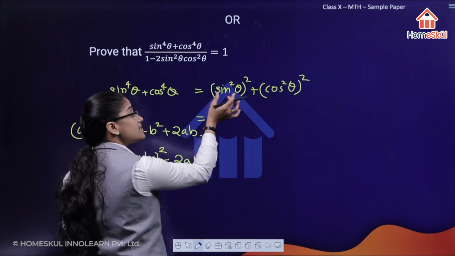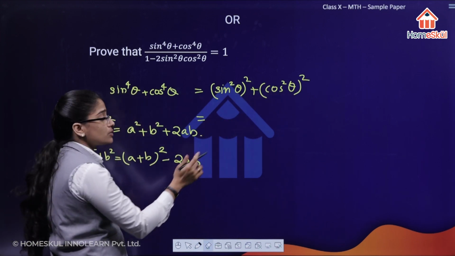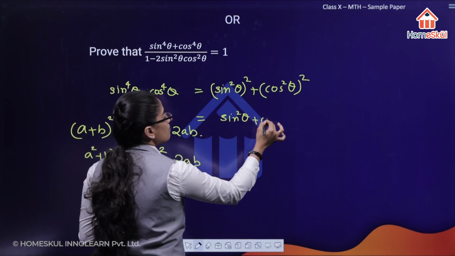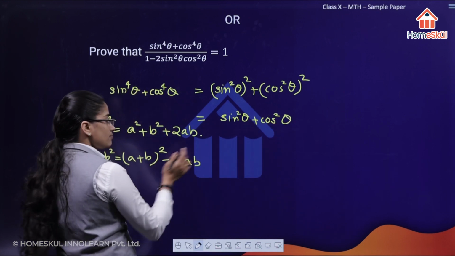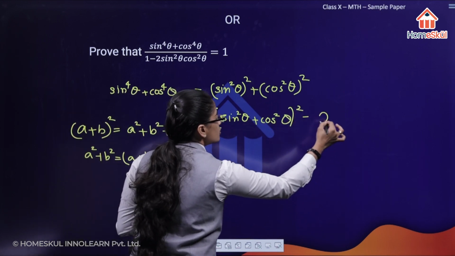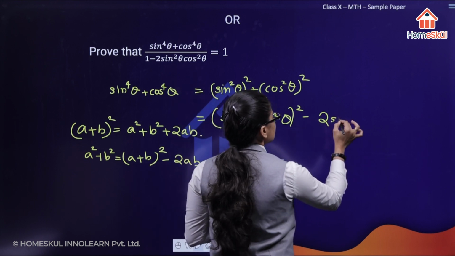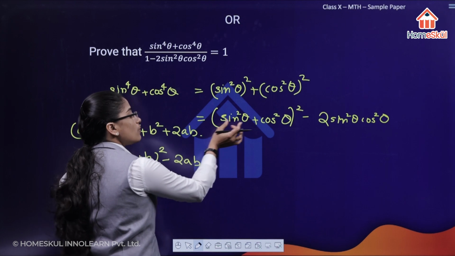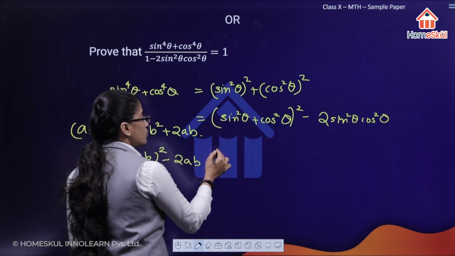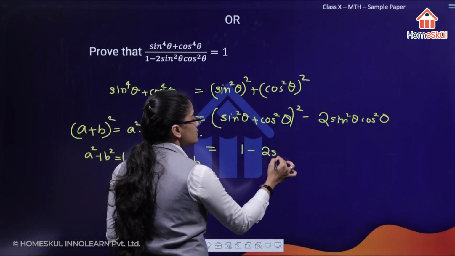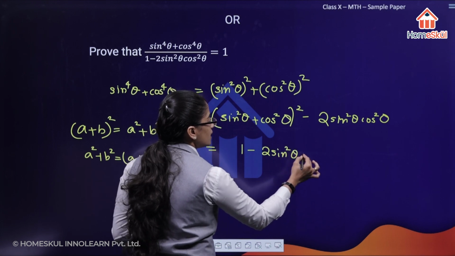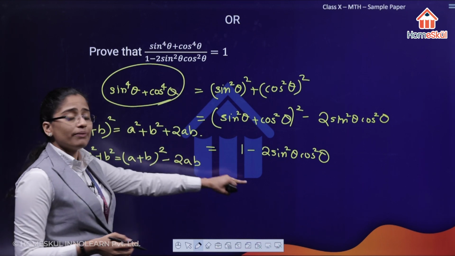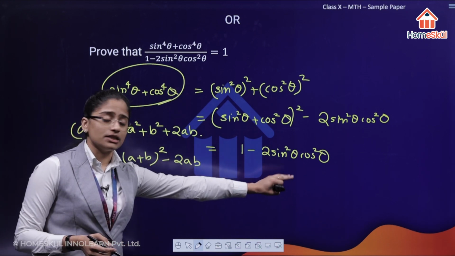That means here our a is sine square theta and b is cos square theta. So a plus b is (sine square theta plus cos square theta) the whole square, minus 2 into ab, where ab is sine square theta cos square theta. What is sine square theta plus cos square theta? It is 1. So 1 the whole square is 1, giving 1 minus 2 sine square theta cos square theta. Now we are getting the numerator in the format 1 minus 2 sine square theta cos square theta.